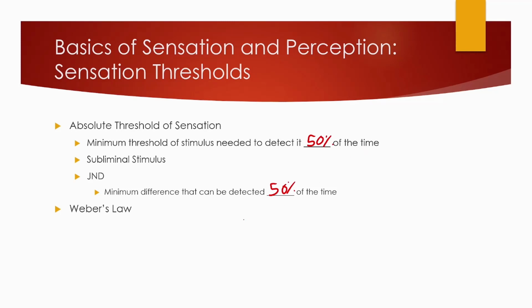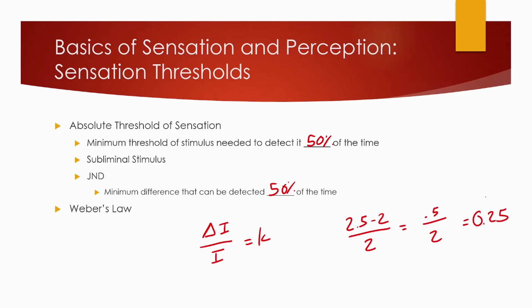Weber's law states that a change in intensity, or delta I, over its initial intensity, which is regular I, equals a constant K. So for my previous example, 2.5 pounds minus the initial 2 pounds over, like I said, the initial 2 pounds, will equal 2.5 minus 2, 0.5, or sorry, I was jumping the gun there, I was doing the math too fast. It's 0.5 over 2, which will be 0.25, which will be your K value.